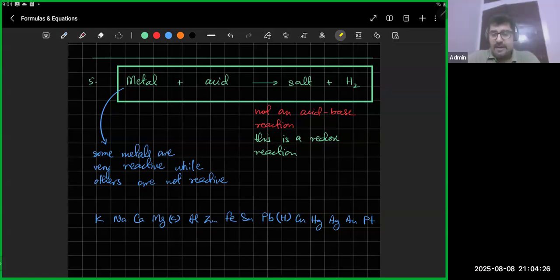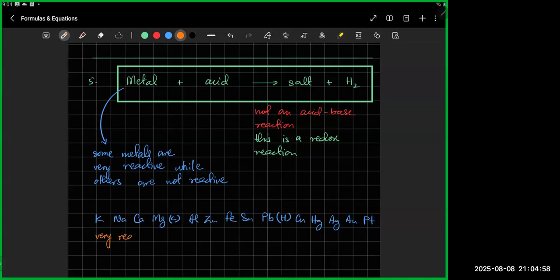First thing, it's not an acid-base reaction. In an acid-base reaction, one loses H and the other one accepts the H. This is not going to happen there. It's a redox, in which electrons are gained or lost, but since we haven't done redox, for now just remember it's a redox reaction. Now, when it comes to the reactivity series, the metals on the left side are very, very reactive. They're explosively reactive.